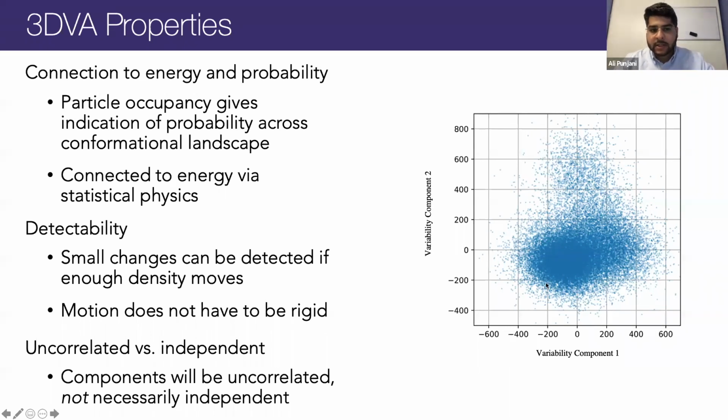And in general, it's not safe to assume that just because 3D variability found 2 different motions as 2 orthogonal variability components, those motions don't happen together, or that there's no connection between those motions in a mechanistic or functional sense. So that's also important to keep in mind.